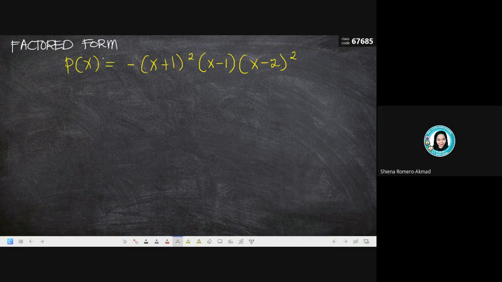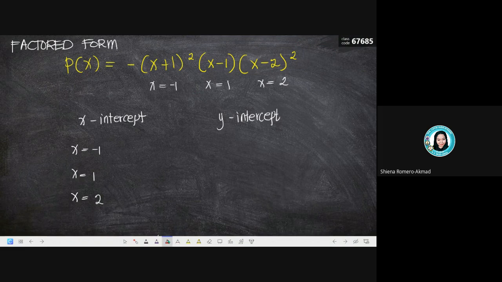Ano lang kailangan yung tignan? Kailangan nyo lang tignan ano yung magiging value ng x-intercept and ano yung magiging value ng y-intercept. So the x-intercepts here are x equals negative 1, x equals 1, x equals positive 2, right?